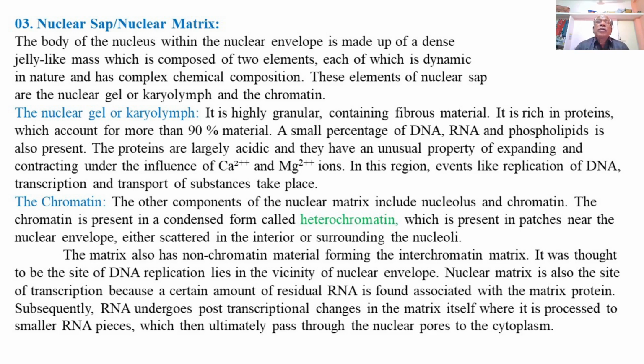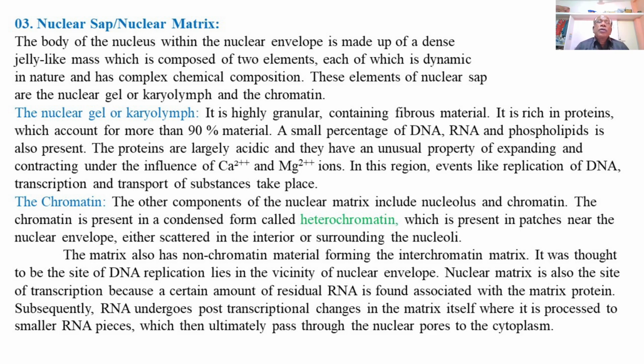So the nucleoplasm or nuclear sap consists mainly of two components. One is the dense nuclear fluid, which is dynamic in nature, a dense jelly-like substance composed of a number of substances or biomolecules in the form of different types of RNAs, ribosomes, proteins and enzymes, as a dense jelly-like nuclear matrix or nuclear sap, and it is also called karyolymph.